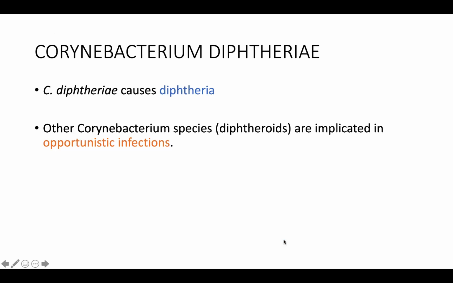So let's go fill in some details. Corynebacterium diphtheriae causes diphtheria. There are other Corynebacterium species, diphtheroids, that are implicated in opportunistic infections. You will see diphtheroids that don't cause the disease diphtheria, but are present as opportunistic infections.